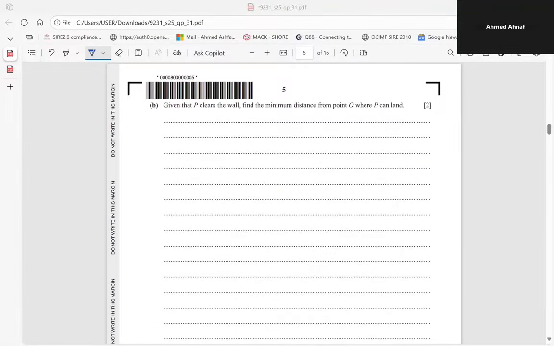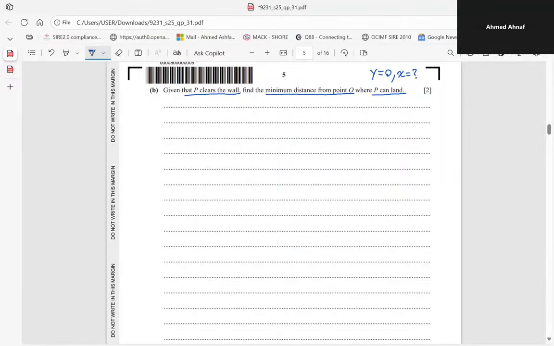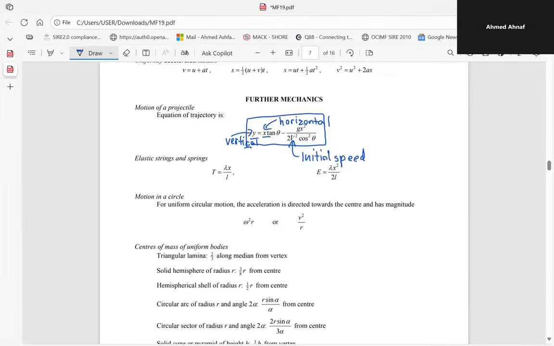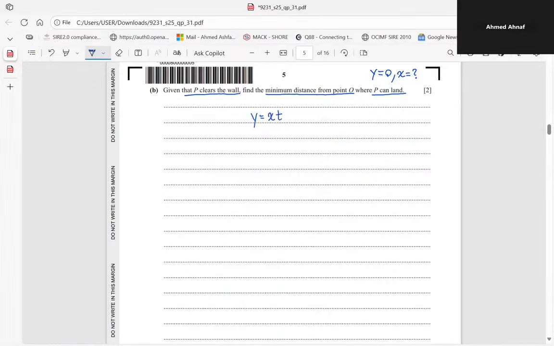So for the second part, we're told that given that P clears the wall, we have to find the minimum distance from point O where P can land. So we know our vertical displacement, y equals 0, and we don't know our horizontal displacement. That's the minimum distance which we have to find. So let's use the equation of the trajectory again. y equals x tan theta minus g x squared over 2 u squared cos squared theta.